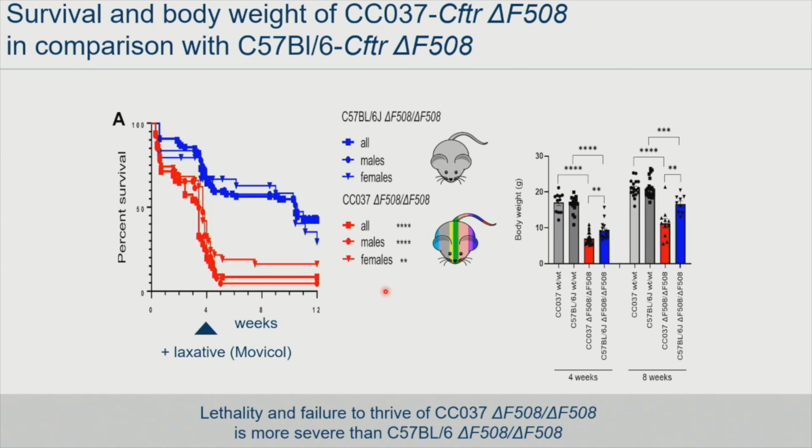We directly compared survival curve and body weight of these two lines. As you can see here, our collaborative cross line has a more severe and dramatic phenotype compared to the C57 black 6 line. So lethality and also the failure to thrive is more severe in the collaborative cross line. As you can see here, the body weight of the collaborative cross line HO with the mutation in the delta F508 is less compared to the C57 black 6.